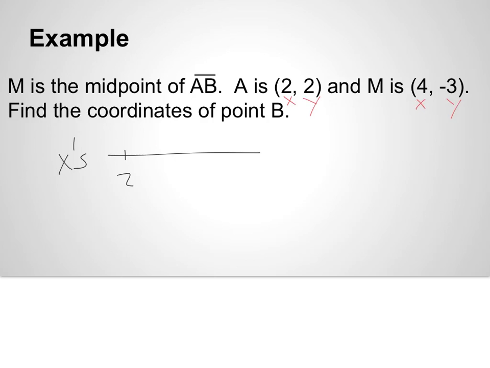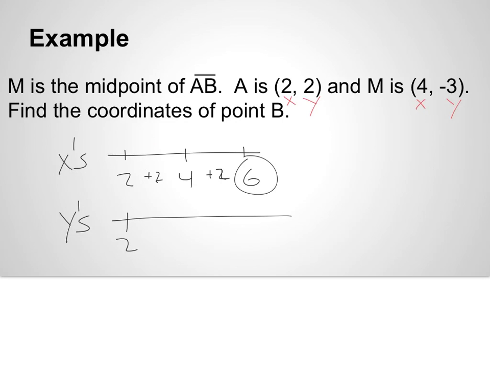My midpoint for the x's is at 4, and then my other endpoint is over here somewhere. I'm not sure what it is. Well, to get from 2 to 4, I have to add 2. Then to get from the midpoint to the other endpoint, I have to add another 2, which is 6. Now I can do the same thing for the y's.